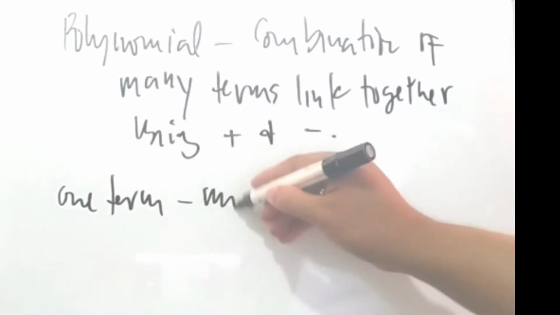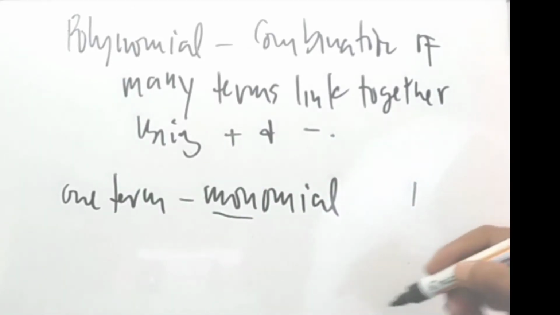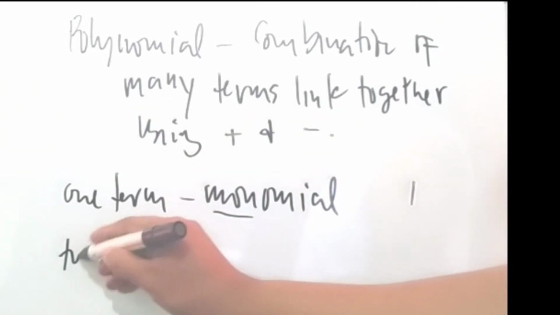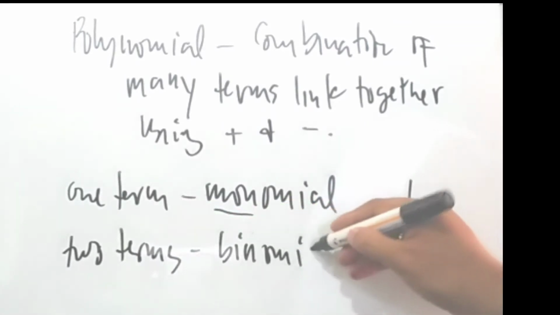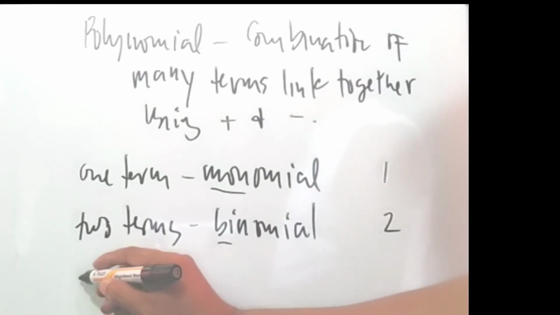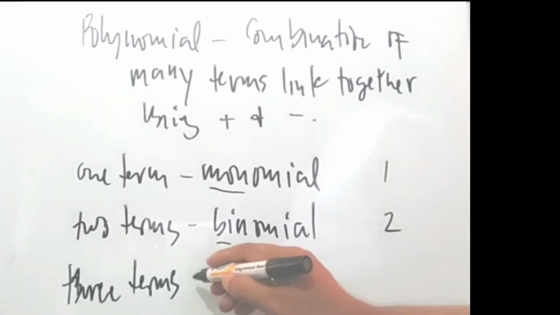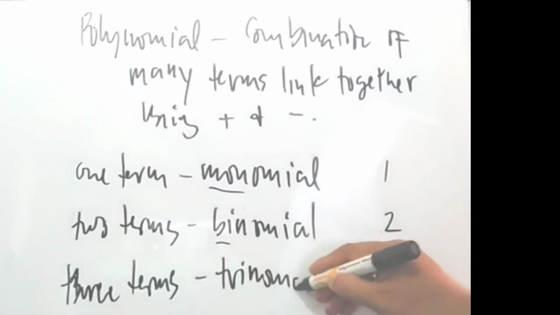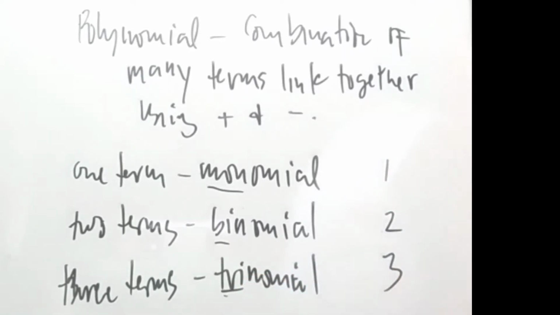is called a monomial because the prefix mono means one. A polynomial with two terms is called a binomial. The prefix bi means two. A polynomial with three terms is called a trinomial. The prefix tri means three.